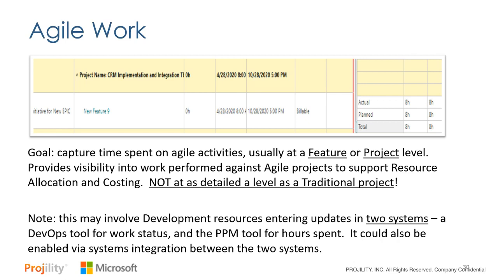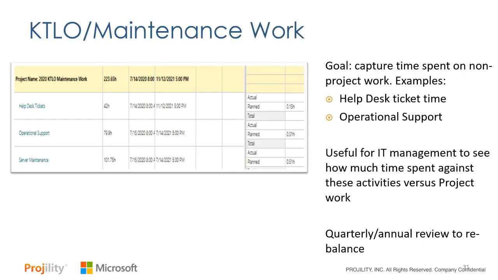The third category is your KTLO, keep the lights on, maintenance work. The goal here is to capture time spent on non-project work. It's things like help desk tickets, as you'll see in the graph, operational support activities, server maintenance. We're doing it at a summary or a bucket level. So I don't want to know specifically what help desk ticket you log time against. I just want to know that you spent 2 hours against it this week.